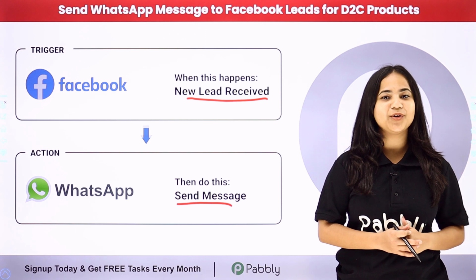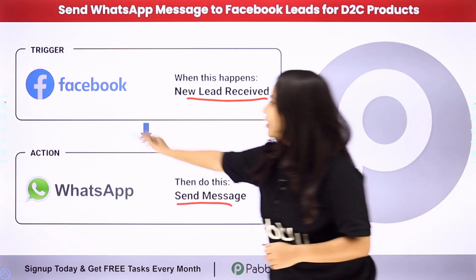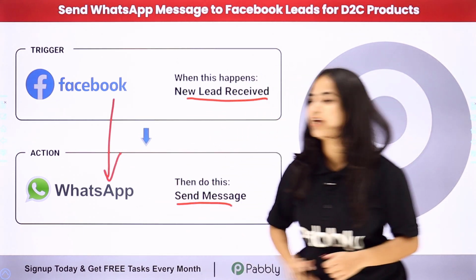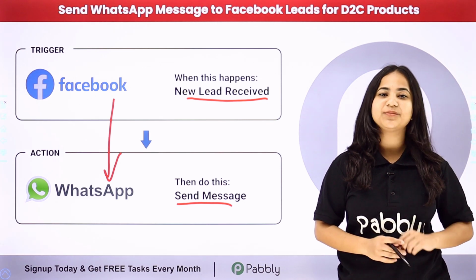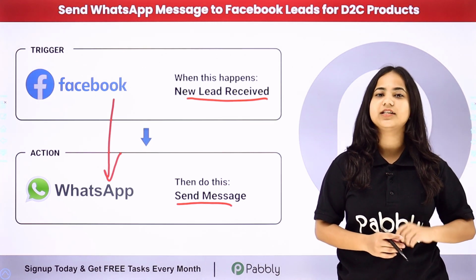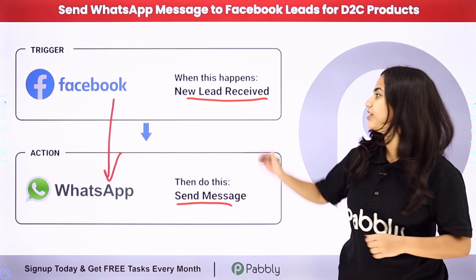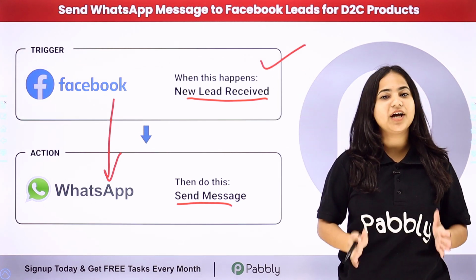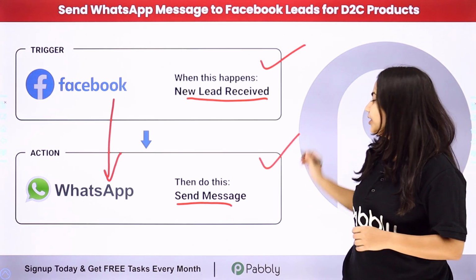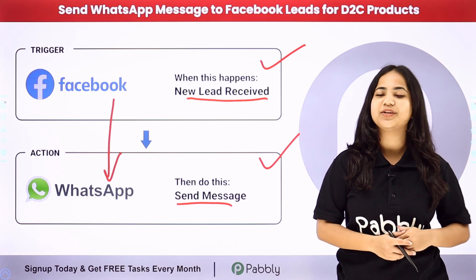For that, I'm simply going to create a connection between Facebook lead ads and WhatsApp Cloud API. Pabbly Connect works on two principles. First is trigger and second is action. Here my trigger application is Facebook lead ads and my action application is WhatsApp Cloud API. To learn how to do this, let me take you to my screen.